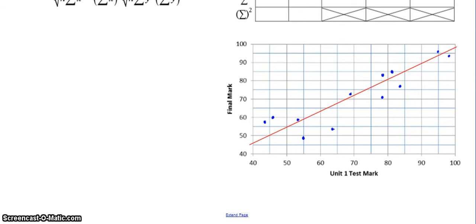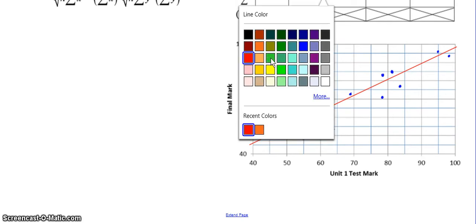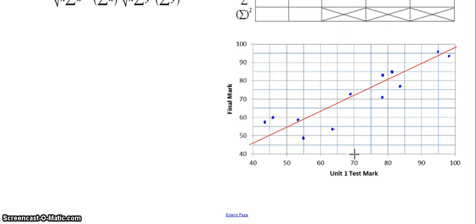So you're going to, let's get a different color. So if I got a 70 on my Unit 1 mark, bring it up to the line of best fit. And then bring it over. So I would predict that my final mark would be about 72. So if my Unit 1 mark was 70, it looks like my final mark would be about 72.